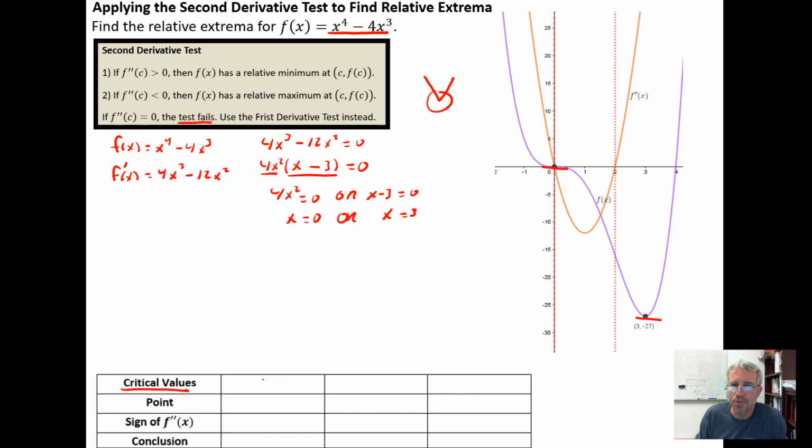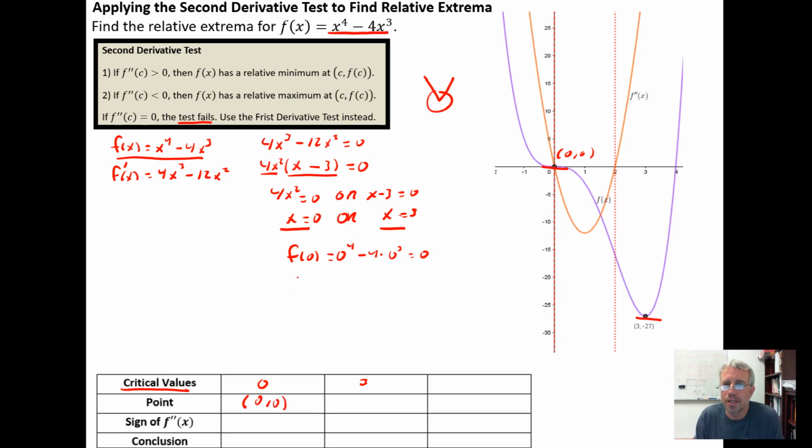So our critical values are going to be 0 and 3, and those are going to correspond to points on the graph. So what points do those correspond to? Well, we have to plug 0 and 3 into the original function. So if we calculate f of 0, we get 0 to the fourth minus 4 times 0 cubed, which is just going to be 0. So we get the ordered pair (0, 0) on the graph. So here's the point.